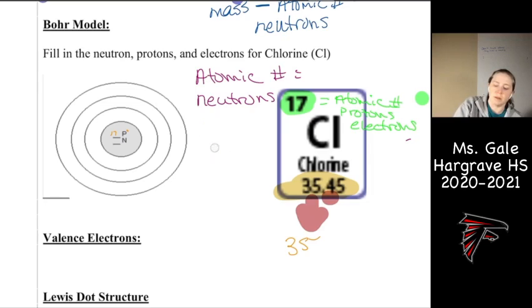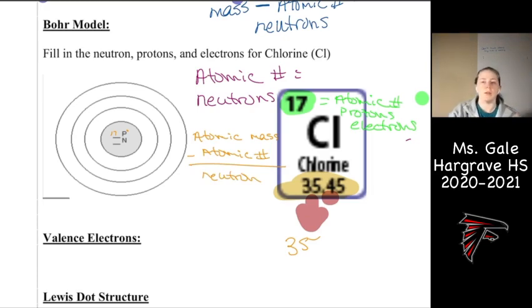Okay, so to find our neutrons, we're going to take 35. Atomic mass minus atomic number equals our neutrons. I do this over and over, repetitive, because it's going to help you. So 35 minus 17, what would that be? Get your handy dandy calculators out, do 35 minus 17, and then write it in your journal.